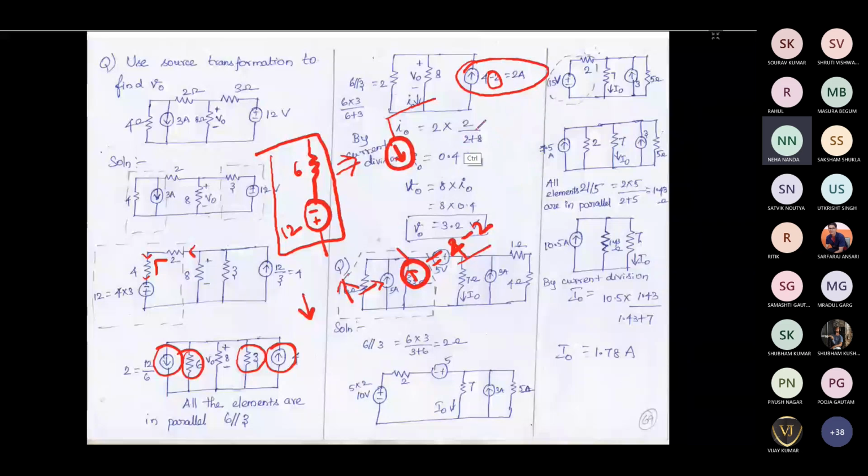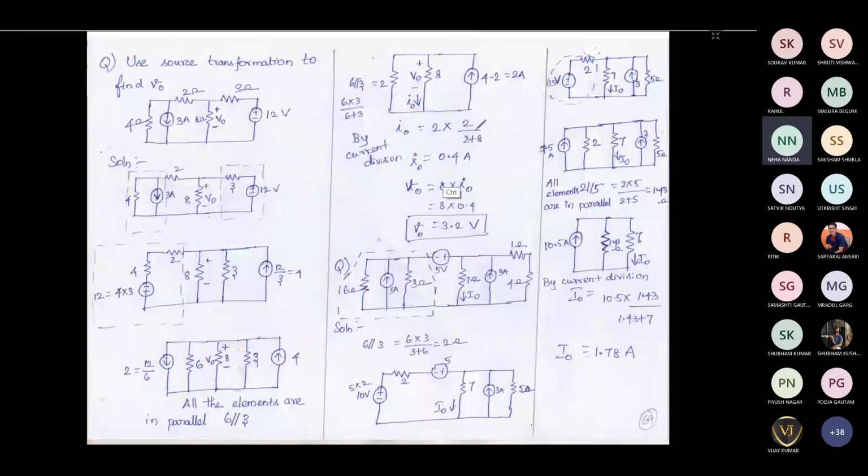Now that is one thing. And the second thing is the 6 ohm and 3 ohm resistors and also the 8 ohm resistor. The 8 ohm resistor is also in parallel. Now what do we need to find? We need to find the voltage across this 8 ohm resistor.